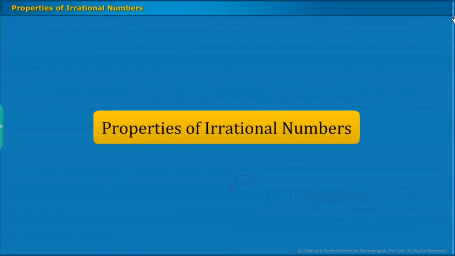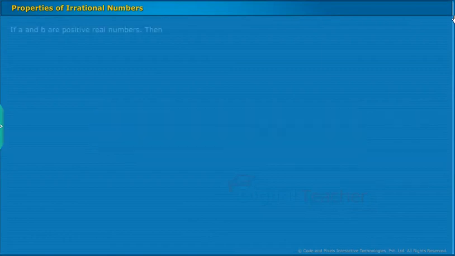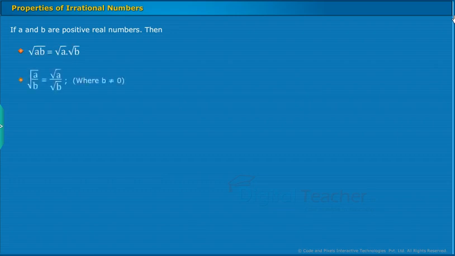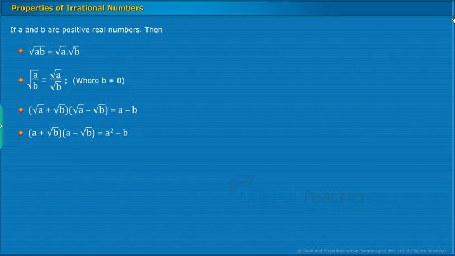Let us list out some types of properties which are useful in various ways. If a and b are positive real numbers, then root ab is equal to root a into root b. Root a by b is equal to root a by root b, where b is not equal to 0. Root a plus root b into root a minus root b is equal to a minus b. A plus root b into a minus root b is equal to a square minus b.